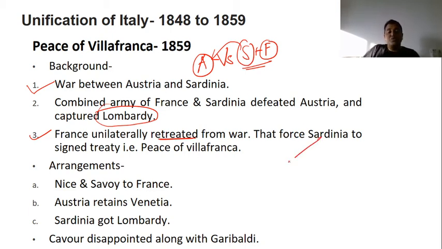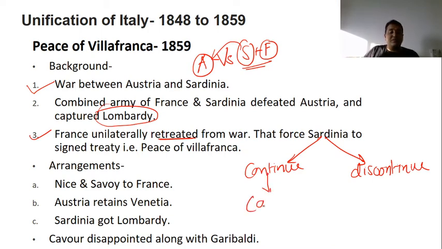Now there is a dilemma in front of Sardinia. What to do? Either to continue the war or discontinue. Cavour was supporting continuing. Cavour said that we are on the verge of defeating Austria in Venetia, so we are going to grab Venetia. And to discontinue this, Victor Emmanuel supported the idea of retreating from the war.